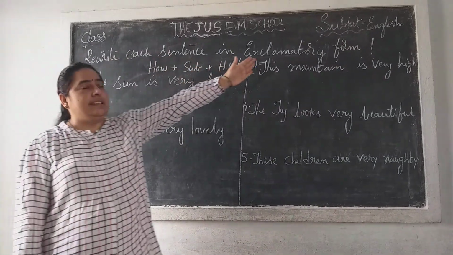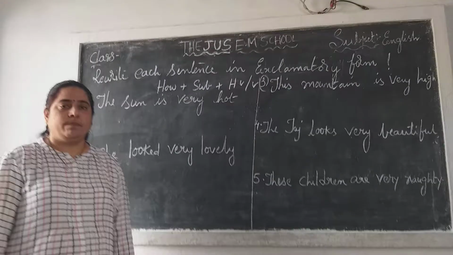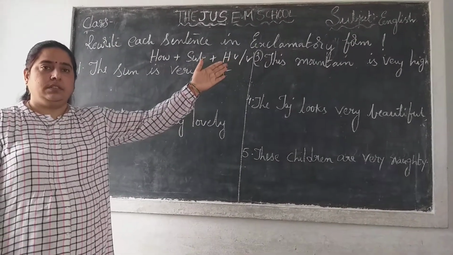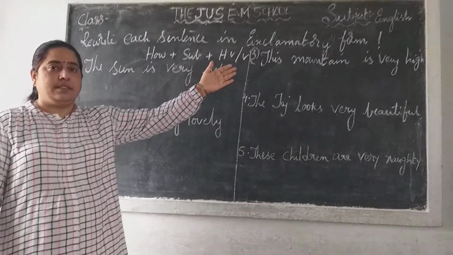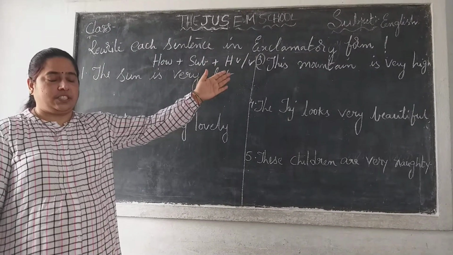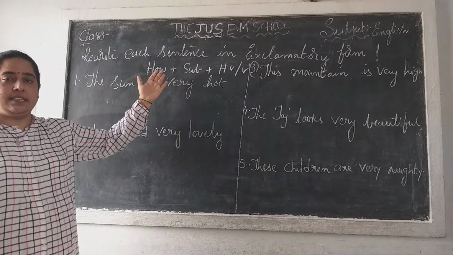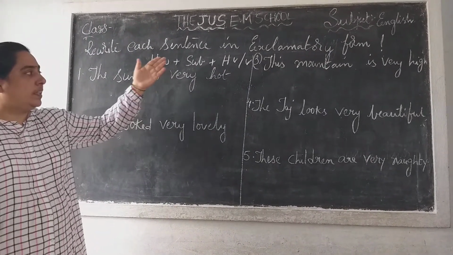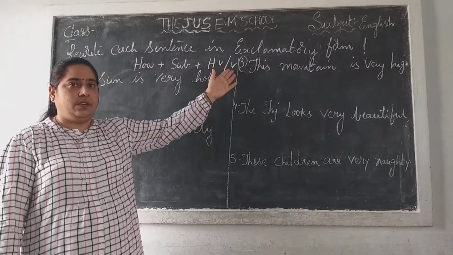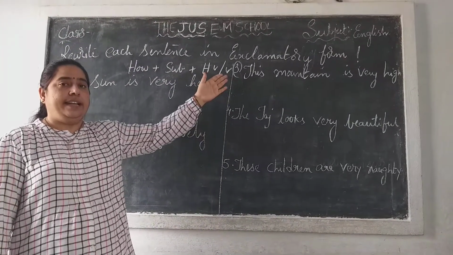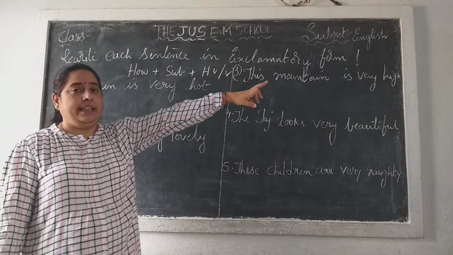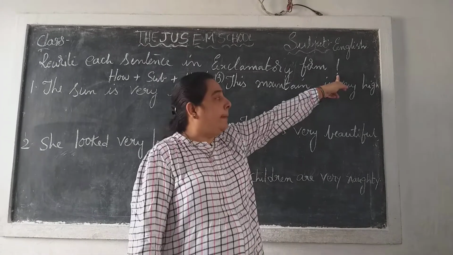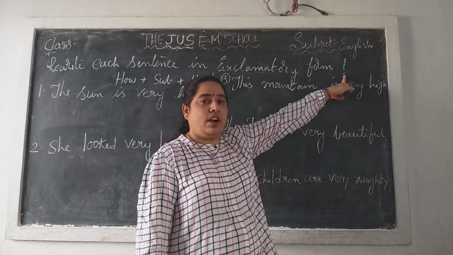Rewrite each sentence in the exclamatory form. So exclamatory form means what? See the structure. The sentence starts with how and ends with the verb. And ends with the exclamatory mark. I think we have recalled everyone.